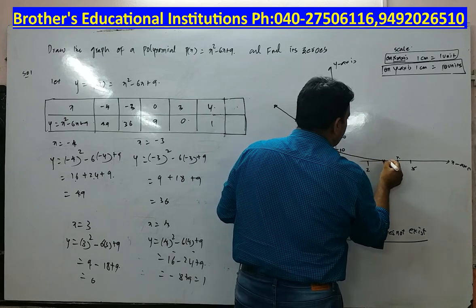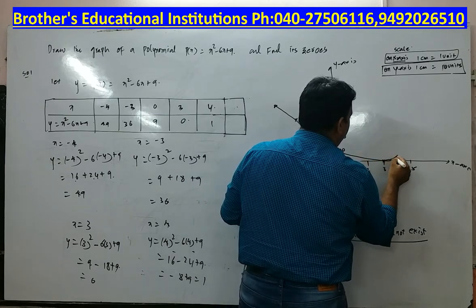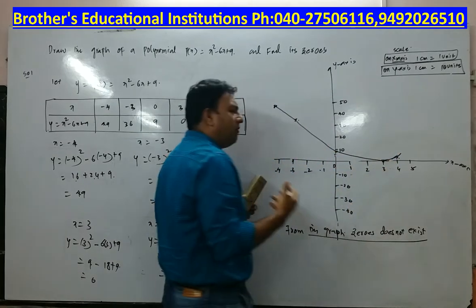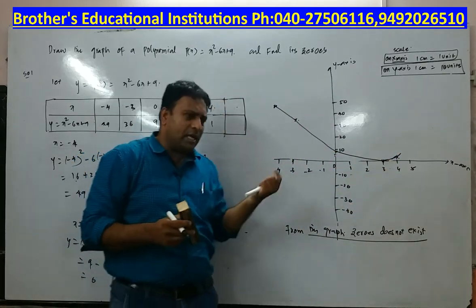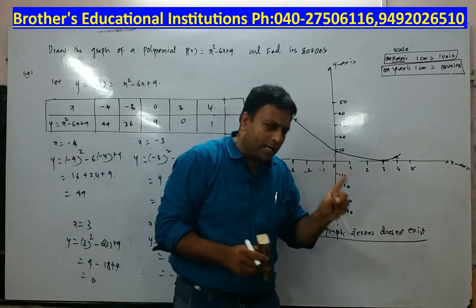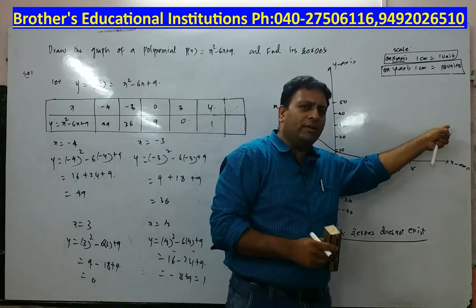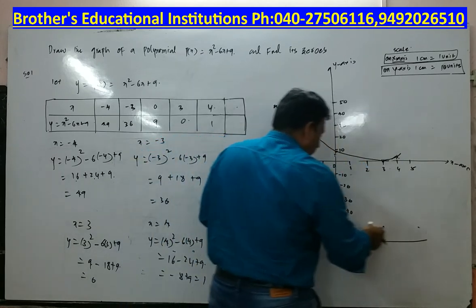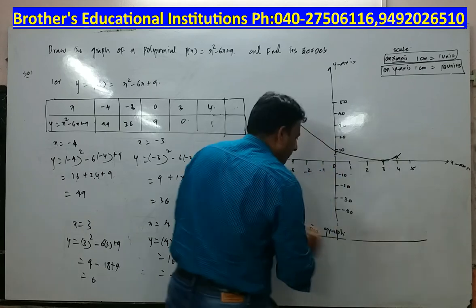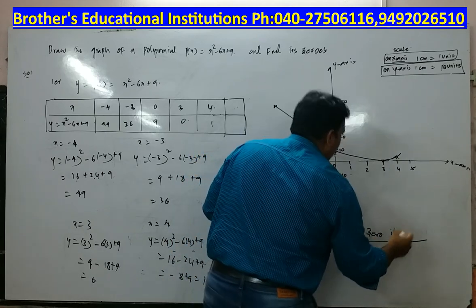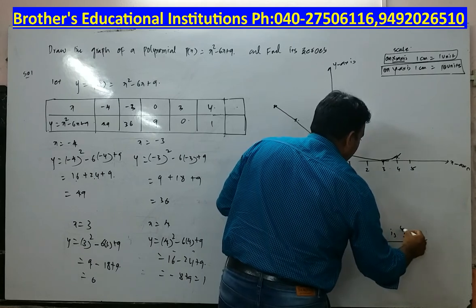It will touch, and again the graph will rise at this 3. Right? You can see the graph is not cutting. In the previous graph, the graph was not touching, not cutting. This graph is not cutting, but this graph is touching. Right? So I will write from the graph, the zero is 3.